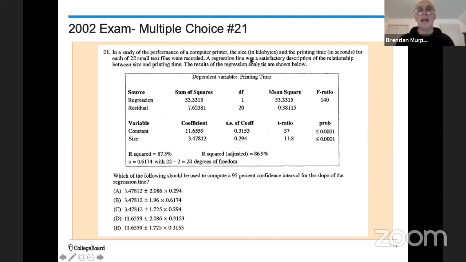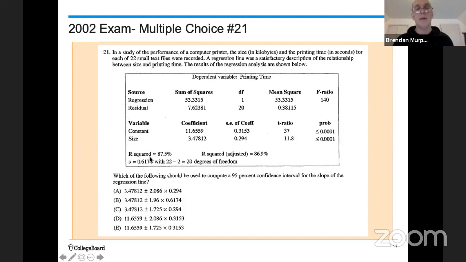A regression line was a satisfactory description of the relationship between size and printing time. So I guess that was our first condition there, right? We had to check that our data was linear. I could do that by looking at a scatter plot and maybe a residual plot, but we're told that it's reasonable to use a linear model to analyze this data here. The results of the regression analysis are shown below.